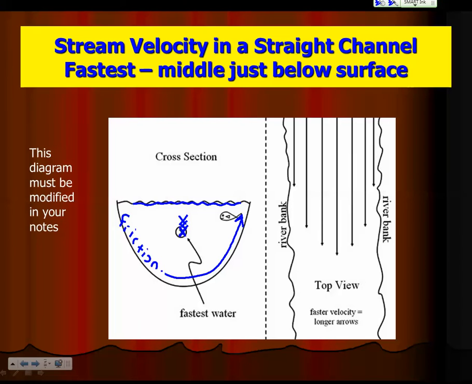Now in a top view, you can see how they represent that with different length arrows. So you see the fastest flow right down the middle, and on the sides where there's the most friction with the banks of the stream, it looks like that. So a pretty straightforward picture here.